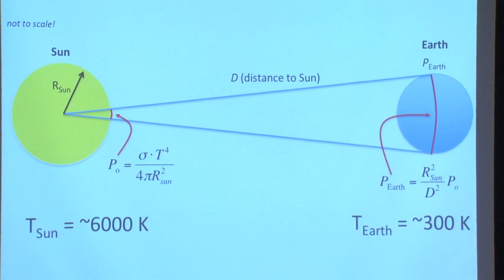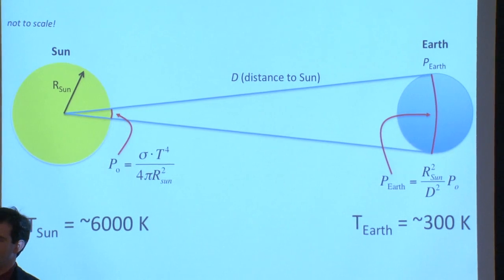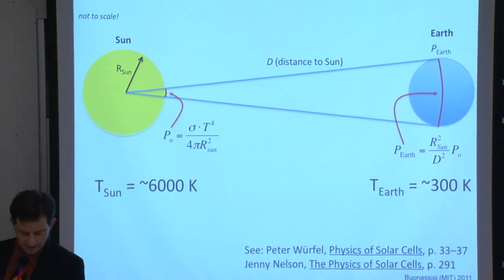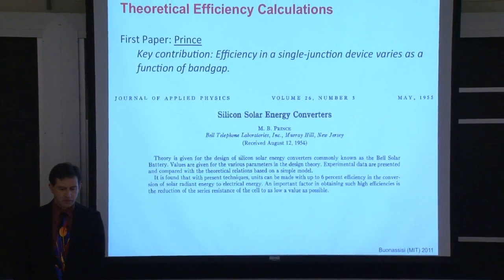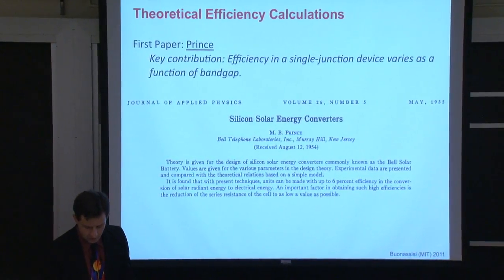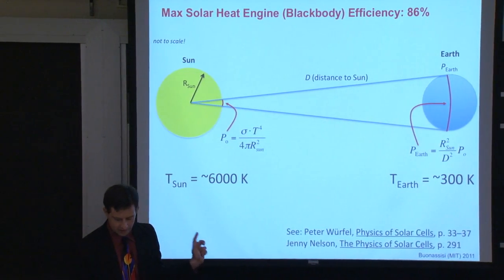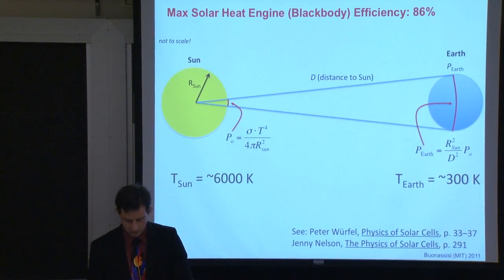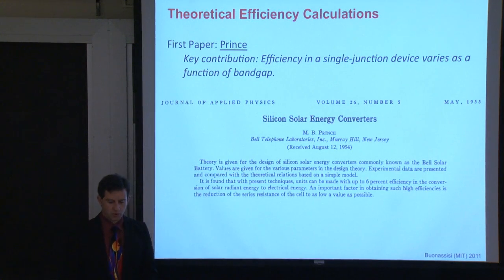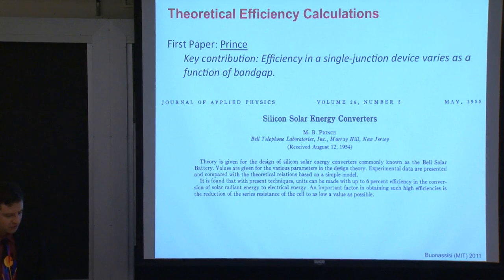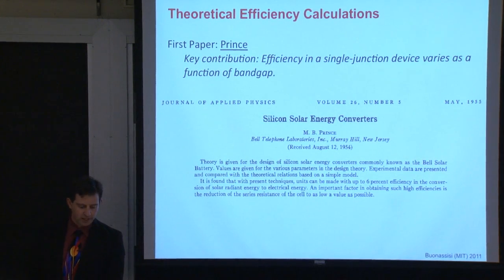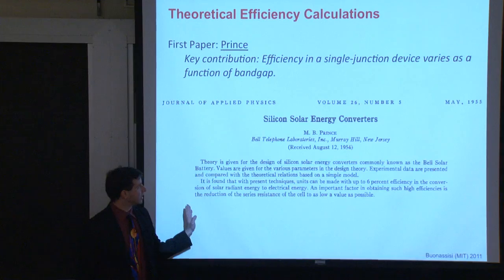Now that 86% is averaged over all wavelengths. There tends to be a wavelength dependence to this as well. So the next step was to say, okay, well, we know that we can't do better than the theoretical thermodynamic limit of one object looking at another. But what is the actual limit of a solar cell? And this was a question that the first developers of the solar cell asked themselves.